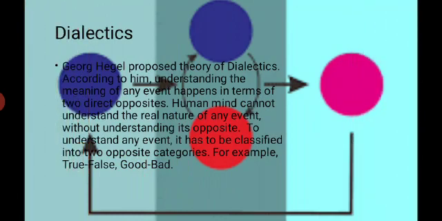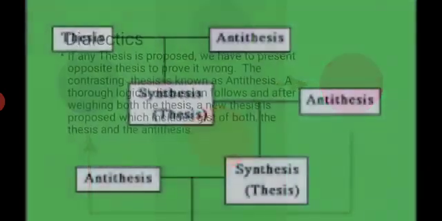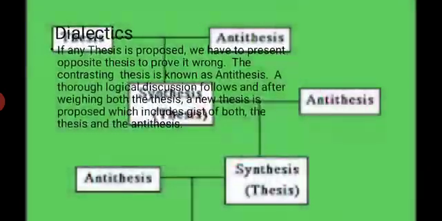Next, Dialectics. Okay. According to Hegel, grasping the meaning of any event happens in terms of two direct opposites. Human mind cannot understand the true nature of that event without understanding the opposites. For example, true, false, good, bad. In order to understand the true nature of a thing, one needs to know both true and false, similarly good and bad. This method of analysis, which is based on opposites, is known as dialectics.